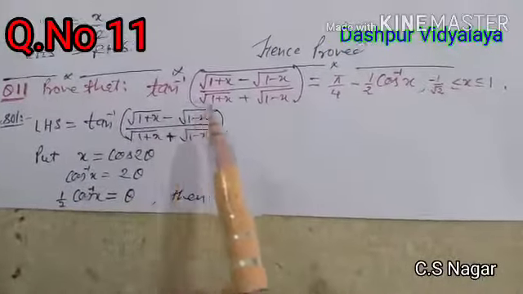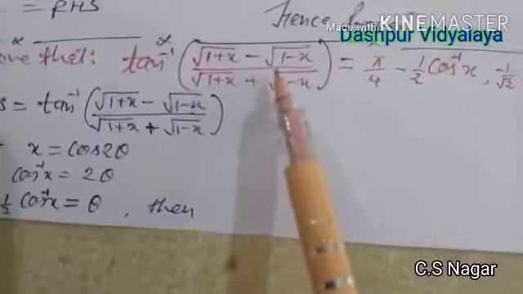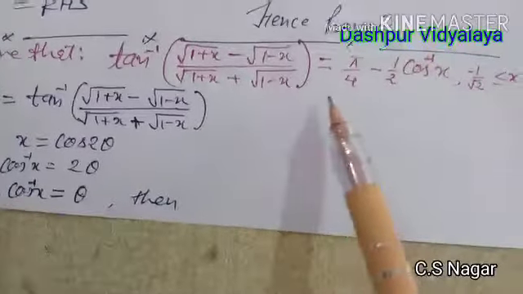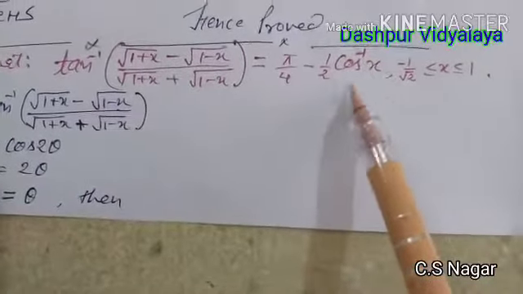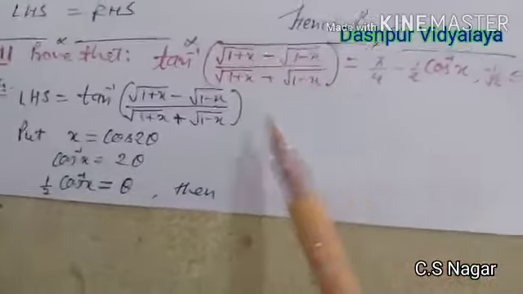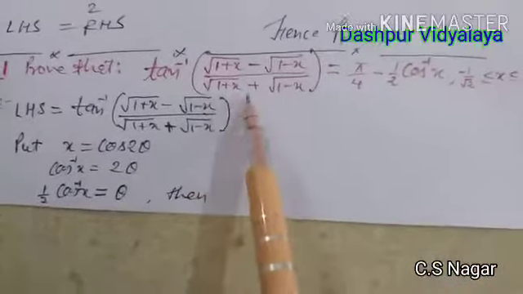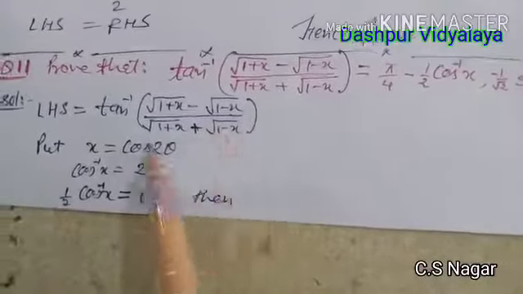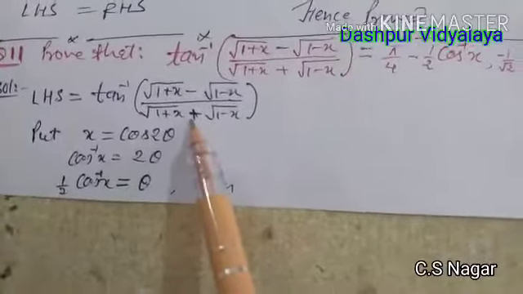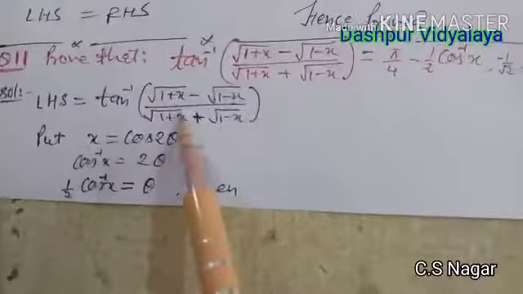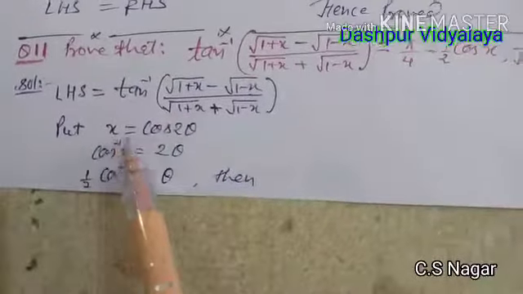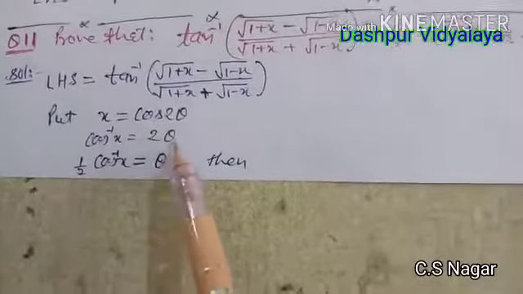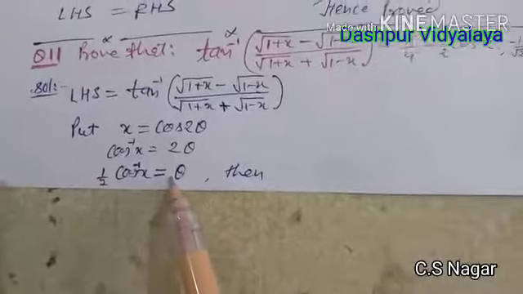Prove that tan inverse (root 1 plus x minus root 1 minus x) whole upon (root 1 plus x plus root 1 minus x) equals pi by 4 minus 1 by 2 cos inverse x. So see the solution by taking LHS. LHS is tan inverse (root 1 plus x minus root 1 minus x), and same in its denominator, only the plus sign is there. In this question put x equal to cos 2 theta. X is equal to cos 2 theta, so 2 theta is cos inverse x, and theta is equal to 1 by 2 cos inverse x.